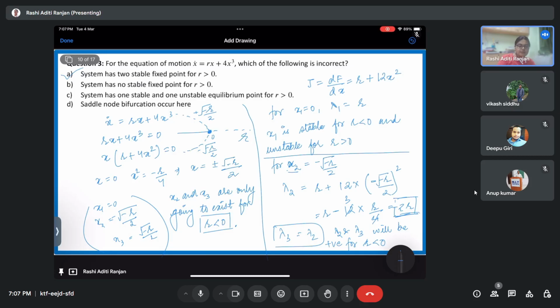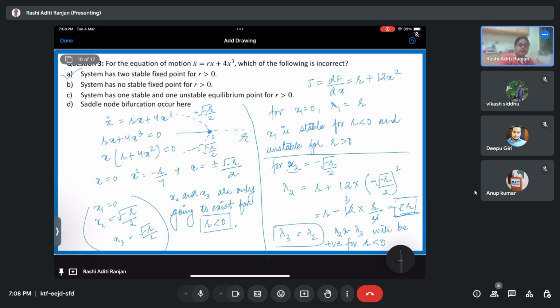System has no stable fixed points for r greater than 0. Well, this is true, right? For r greater than 0, we don't have any. Actually, we have a fixed point, which is 0, but it is not stable. Okay, so this is a correct statement, so we'll not choose it.